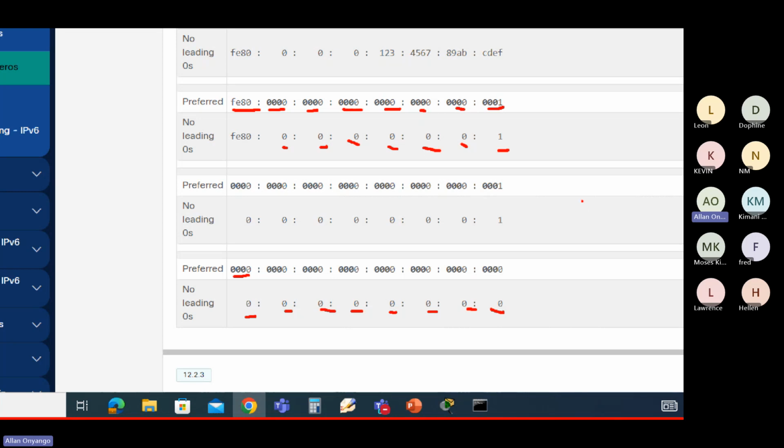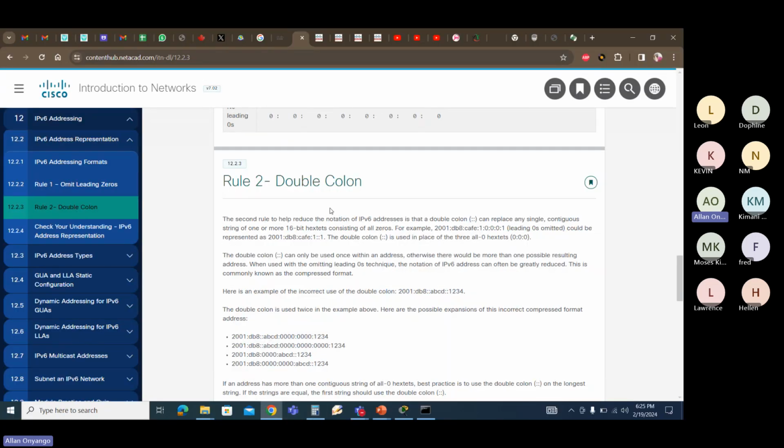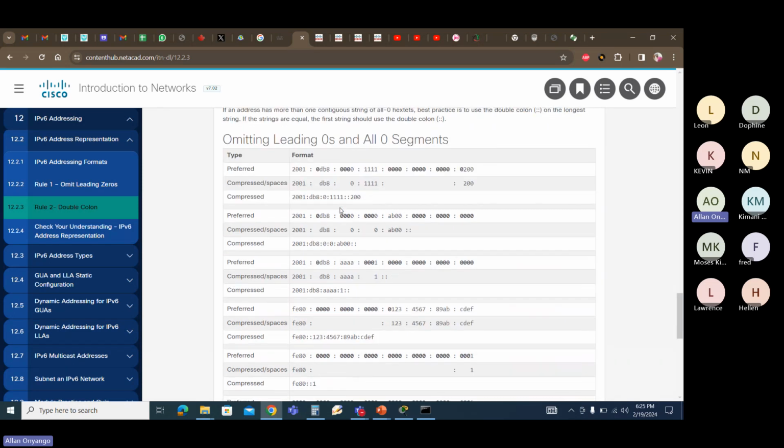Now, let's look at the second strategy for making this even shorter. The second rule says that for any zeros that follow each other, which we call contiguous zeros, replace them using a double colon. That's what I want to show you guys now.